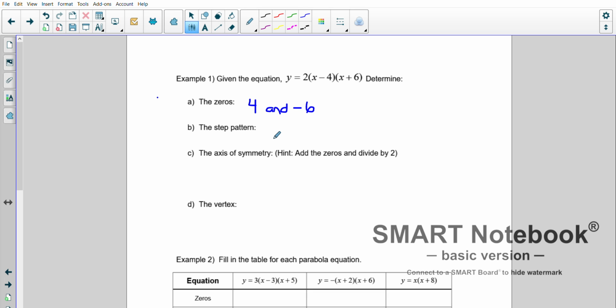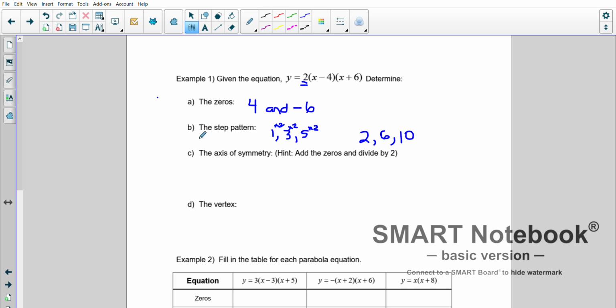What's the step pattern? Well, the original step pattern is 1, 3, 5. But my a value is 2, so I'm just going to multiply all these by 2. So the step pattern is going to be 2, 6, and 10. So whatever number is in front here, the a value, you multiply it by the original step pattern, 1, 3, 5, to get your new step pattern.